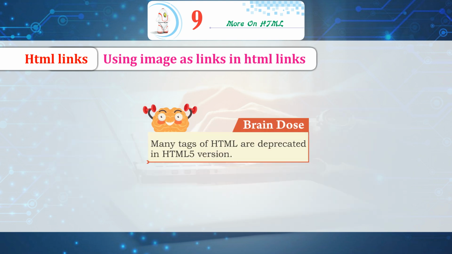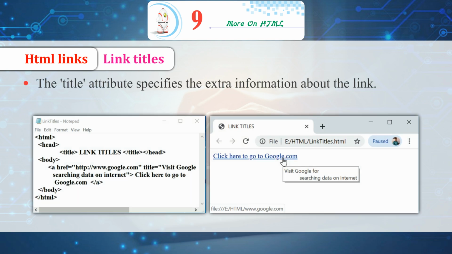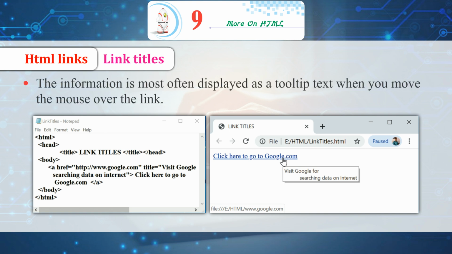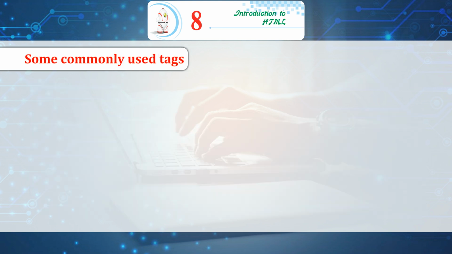Brain dose. Many tags of HTML are deprecated in the HTML5 version. Link titles. The title attribute specifies extra information about the link. The information is most often displayed as tooltip text when you move the mouse over the link. Example: some commonly used tags.